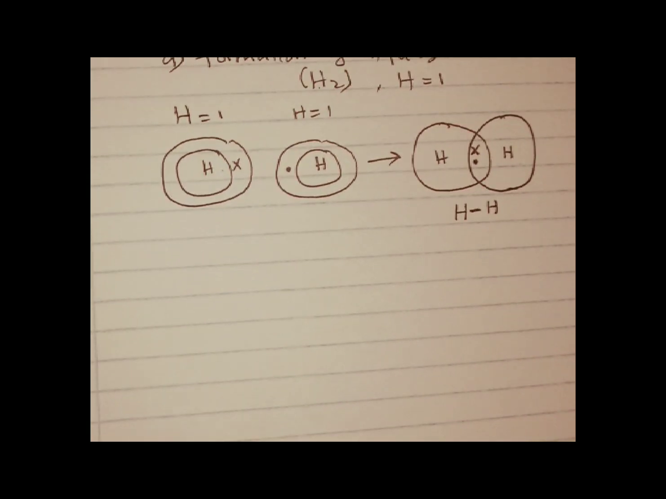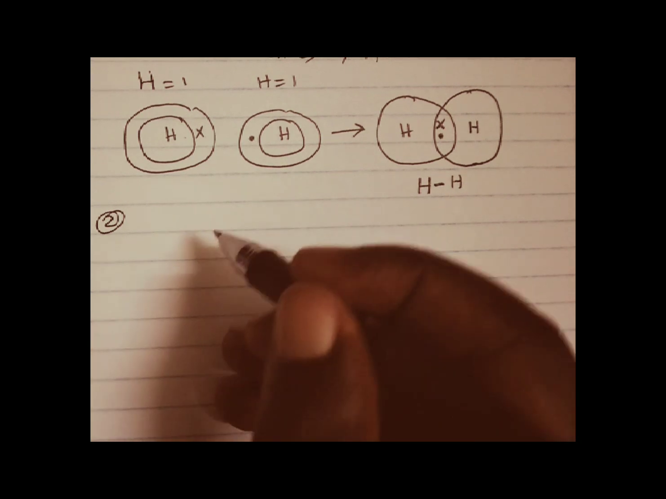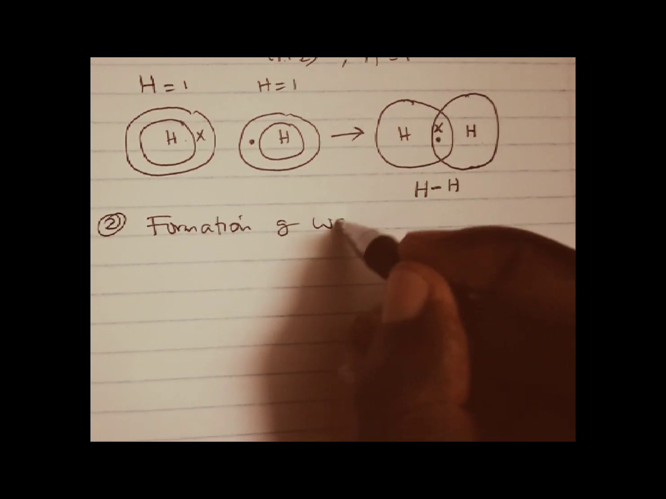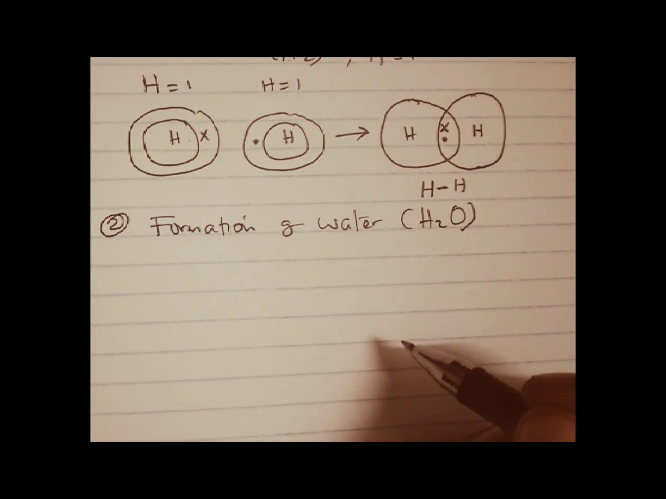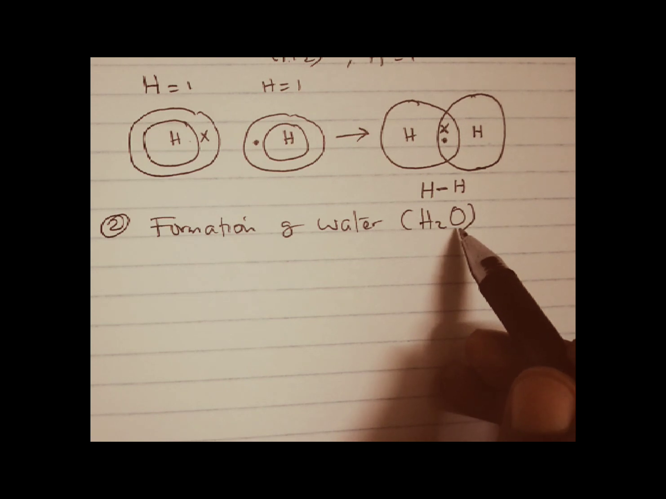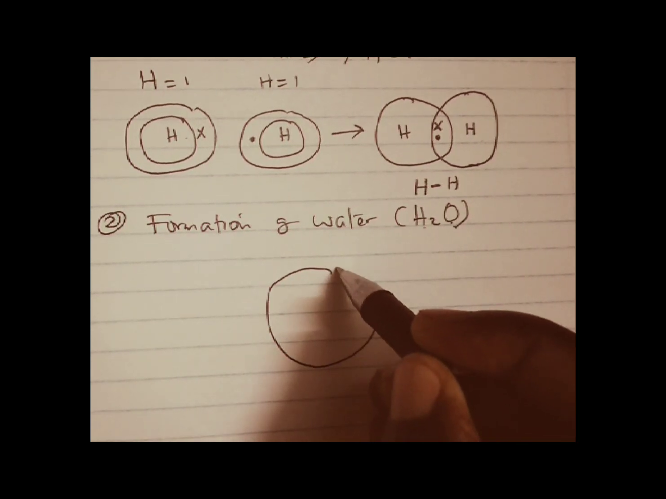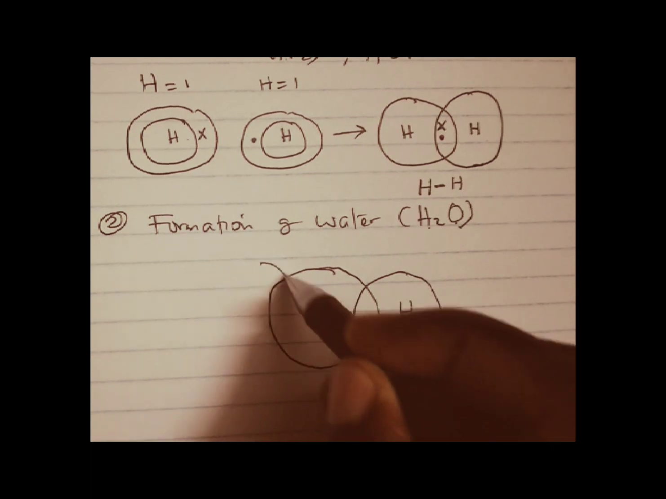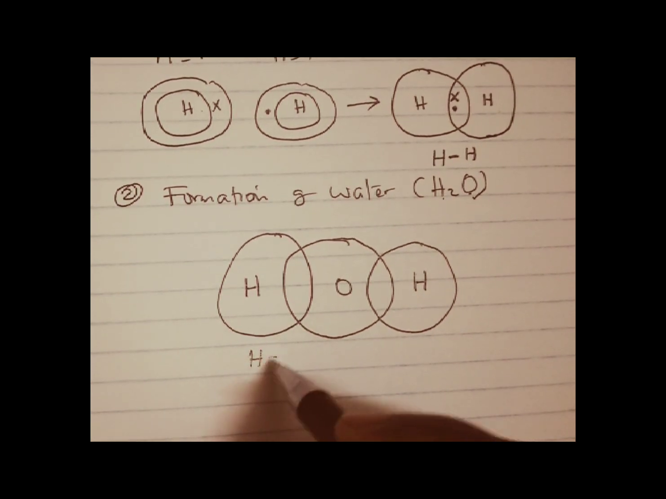Number 2, we can look at another example by looking at how a water molecule is formed. Formation of water molecule, and a water molecule contains 2 hydrogen atoms and 1 oxygen atom. When drawing a structure like this, oxygen is going to covalently bond with 2 hydrogen atoms, and this is how we are going to present their structures. This is oxygen bonding with 1 hydrogen on this side and the other one on this other side. Remember, hydrogen has only 1 electron.